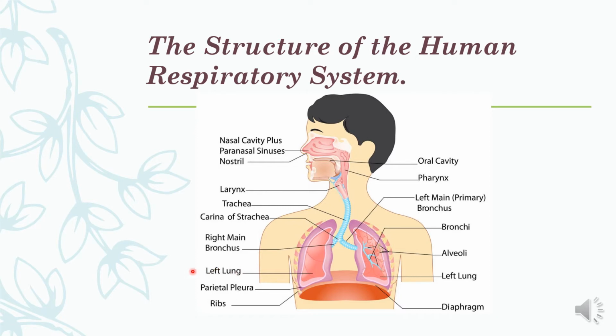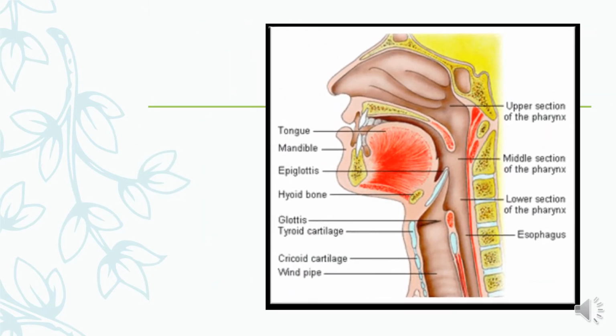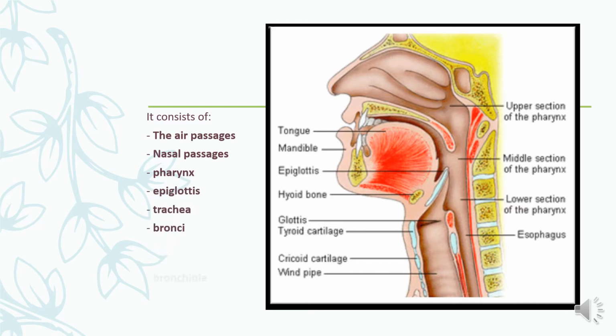Okay, this is actually the right lung and not the left lung. Then you have a pleura there, which is the membrane that protects the lungs. And then you have your ribs, which also serve as protection, and the diaphragm that helps with breathing. Okay, so the air passage and nasal passages, the pharynx, the epiglottis, the trachea, the bronchiole, the lungs, and the alveoli all make up the human respiratory system.